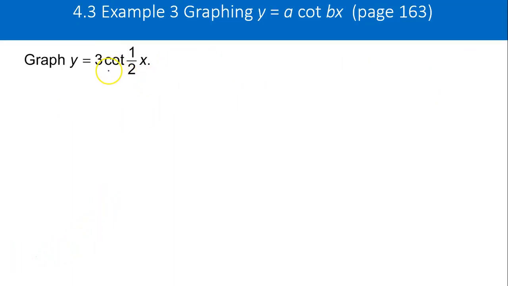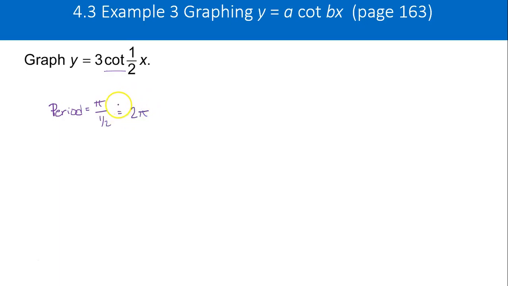Now notice this right here is different than what we've been graphing. This is a cotangent function. We've been graphing tangent functions in the two previous exercises. So a period, we can find that in the same way. It's going to be pi over our b. So pi over 1/2, which equals 2 pi.